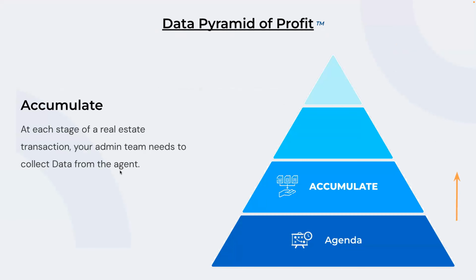So the next layer of our data pyramid of profit is data accumulation. At each stage of the real estate transaction, you've got to collect data from your agents.